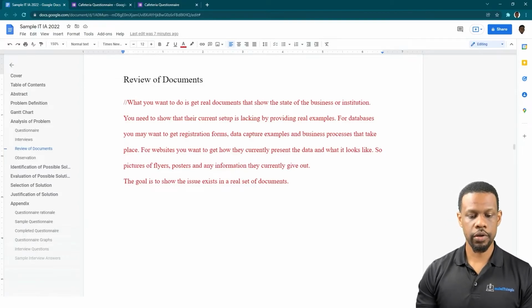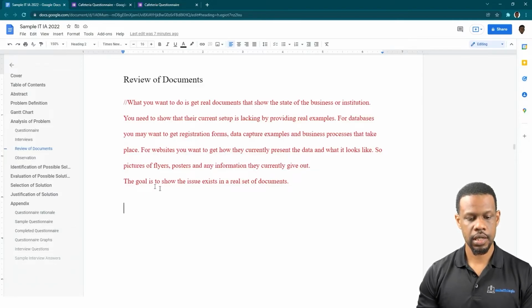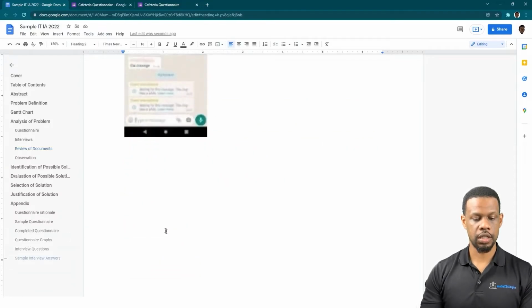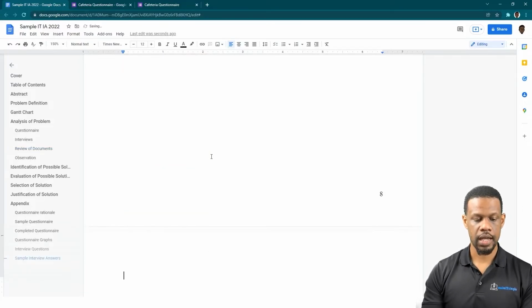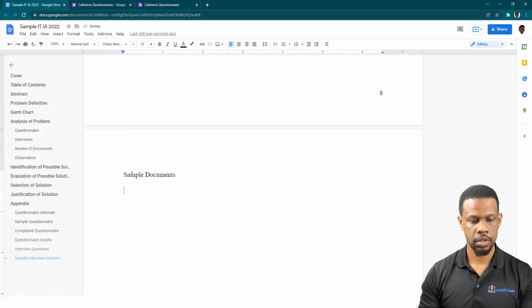So for the review of documents, you're going to go to your appendix. Now we want to go to your appendix and create a section underneath, after this image, a page break, and you will put "Sample Documents." You head into that because of course you want it to be neat.